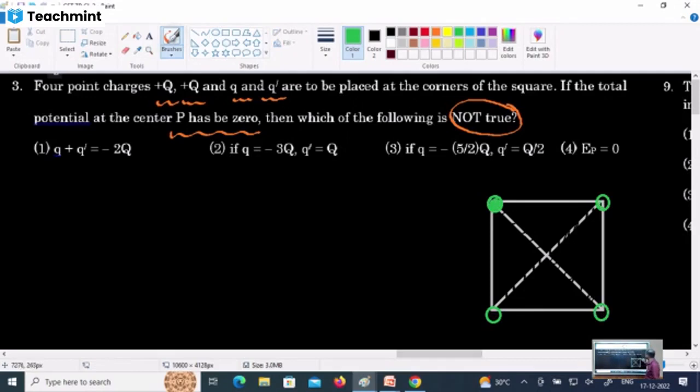So 4 charges have been placed. And you know what those 4 charges are? This is capital Q, small q, and this is Q dash. And what is given is the total potential at point P, the center of the square, is 0.